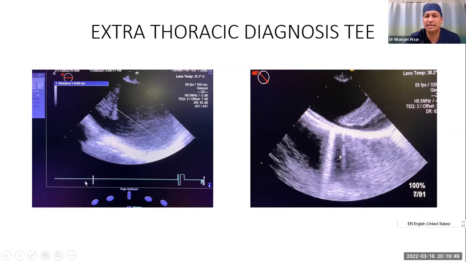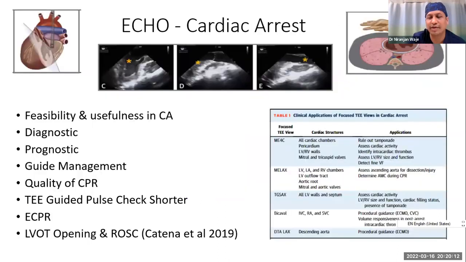When you go to a deep transgastric view, you normally anteflex to see the heart. If you retroflex, you draw in more of the abdomen. Normally the liver is in close approximation to the diaphragm, but if you see this gap here, it indicates that there's a lot of collection there. The patient subsequently underwent an ultrasound of the abdomen and was moved to the OT for an emergency exploratory laparotomy, with a successful outcome. TEE is also useful in cardiac arrest.